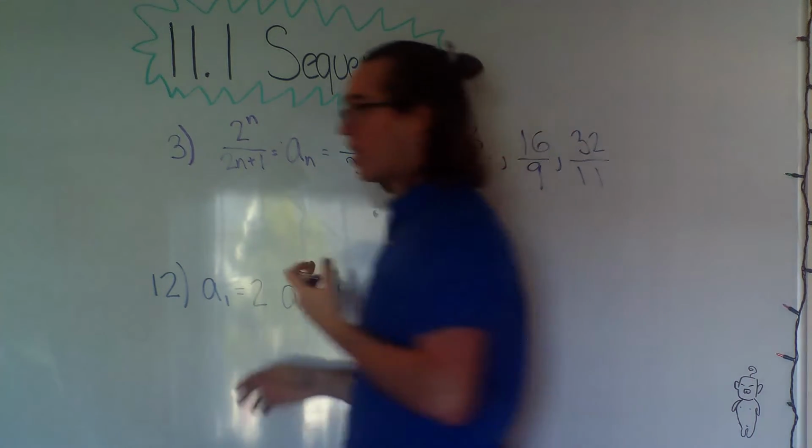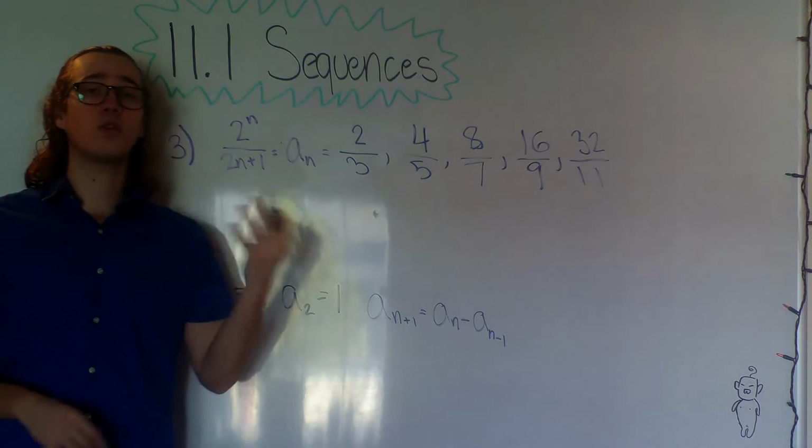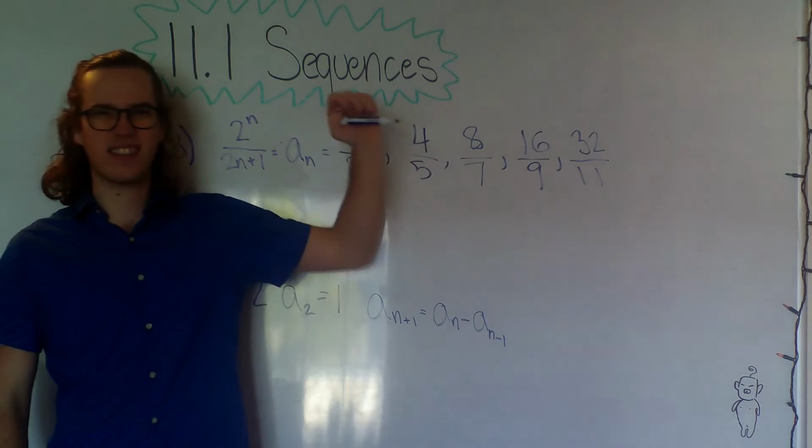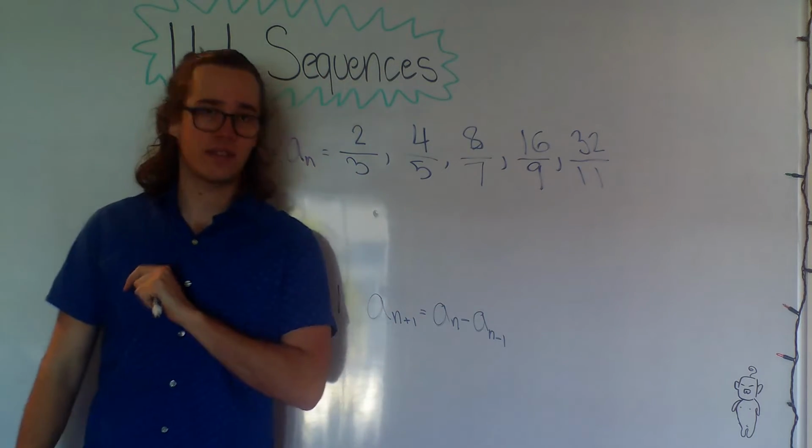So we get that the first 5 terms of 2^n over 2n plus 1 are 2/3, 4/5, 8/7, 16/9, and 32/11.